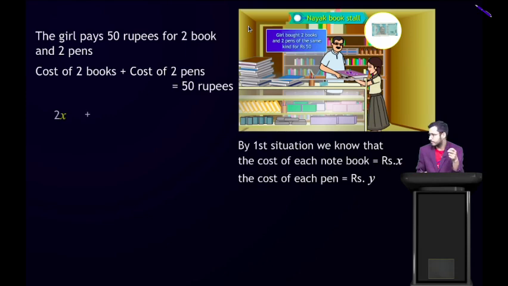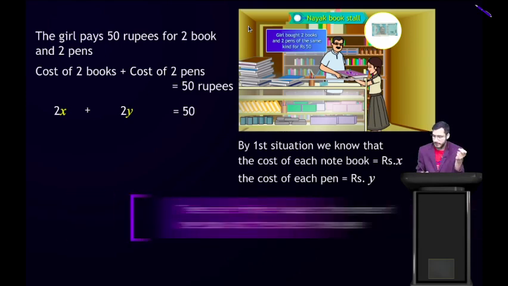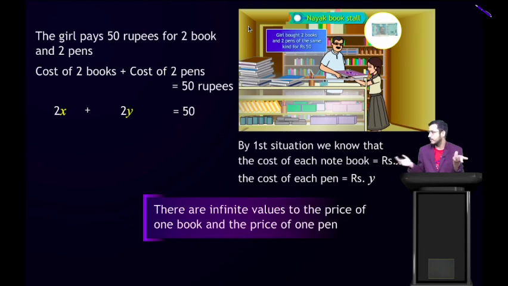Similarly we can write x and y for the cost of each book and the cost of each pen. There are two variables here. So 2x plus 2y is equal to 50. In this case too, there are infinite values of the price of one book and the price of one pen.